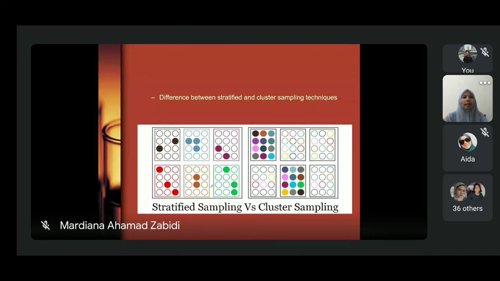Nampak yang dekat sini? Ini warna dia berbeza untuk strata. Okay. Tapi yang ini warna berbeza untuk satu bahagian. Tapi untuk yang bahagian lain pun the same color. So the population is homogeneous untuk cluster. Population untuk stratified adalah heterogeneous. That are the difference between stratified and cluster.